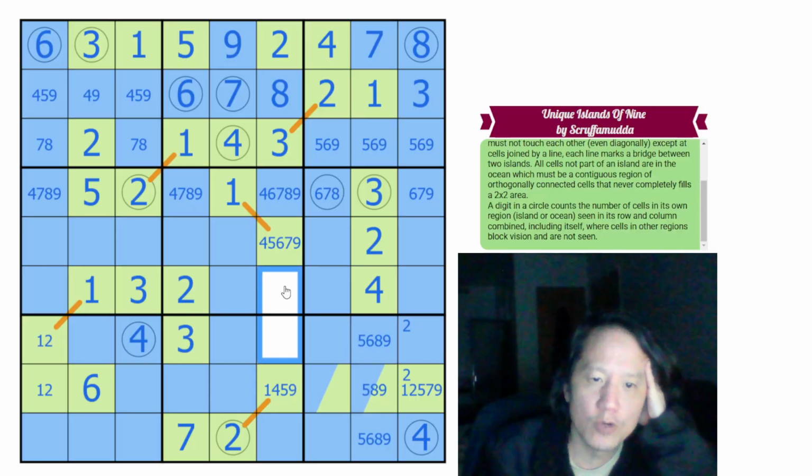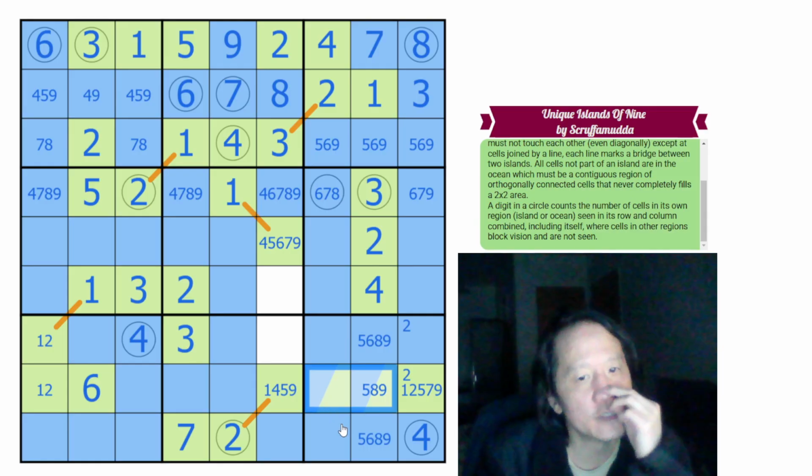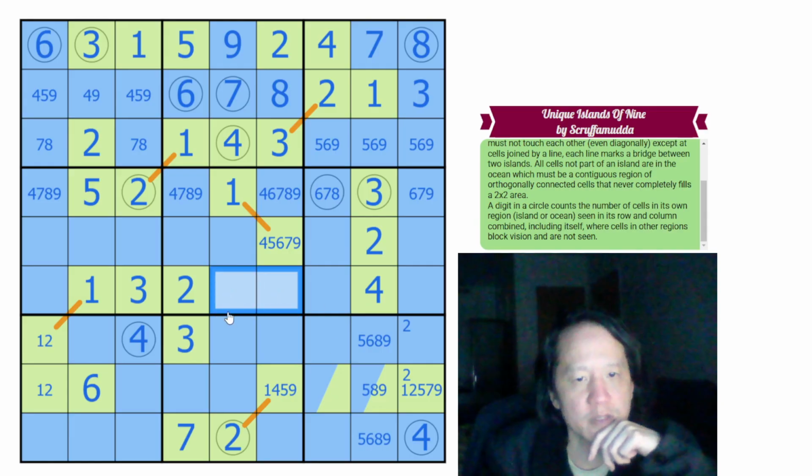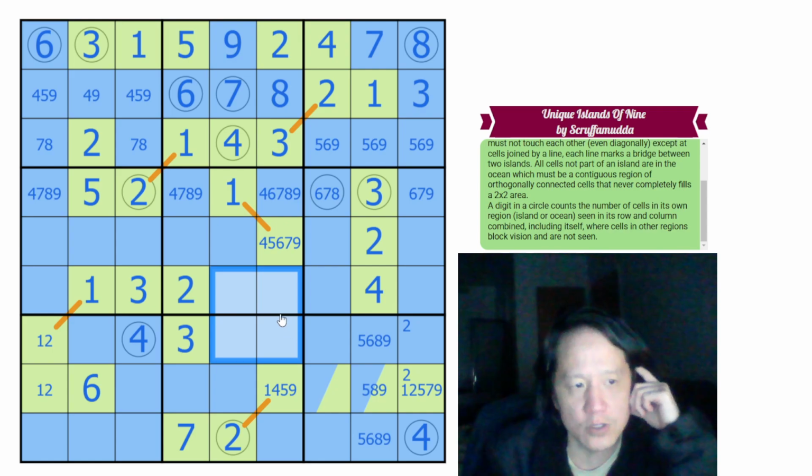This we don't know. One of these at least is an island. We don't know what they are. One of these two has to be. Oh. Well, one of these has to be island, but one of them also has to be, sorry, one of them has to be ocean. Because the ocean must be contiguous. But then one of them also has to be an island because otherwise we would have a 2x2 area that's all ocean. So one of these is. Okay.